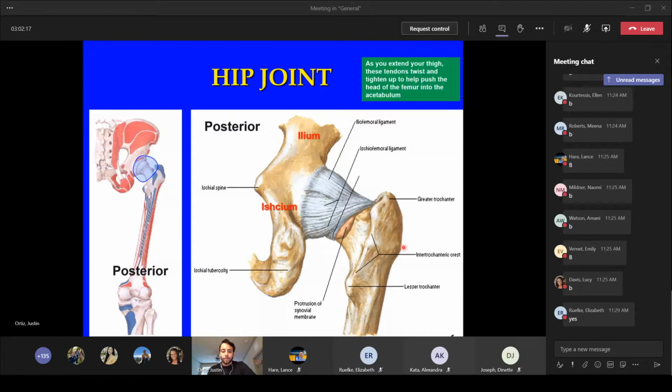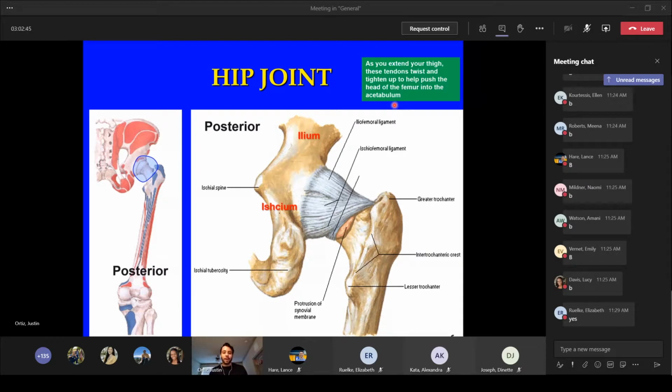Okay, so the most important thing here is that, remember, he talked about in class that these ligaments, as you extend your thigh or basically bring your femur backwards, right? These tendons twist and tighten up, so they push the femur into the acetabulum, so it keeps it tight. It's like when you said, if you're sitting in a car and you put your legs on the dashboard in the passenger seat, which obviously you should never do, but if you do that, basically your thigh is flexed.